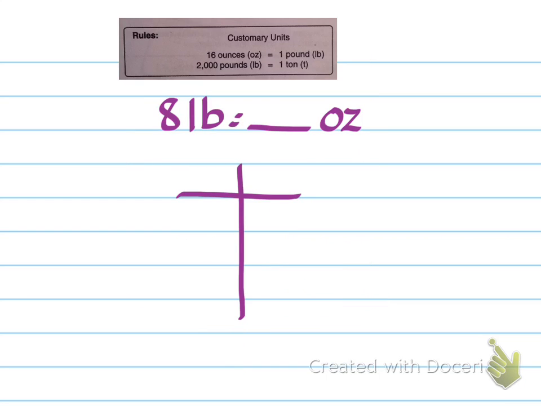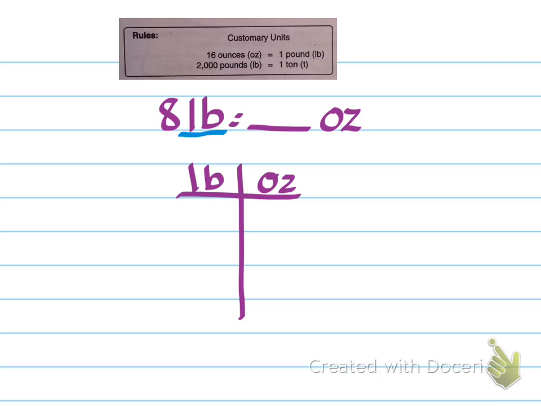Another practice problem for you here. You have 8 pounds equals how many ounces? Now this is not 81 pounds, this is 8 pounds equals how many ounces? Go ahead and pause me and then come back to check your work.